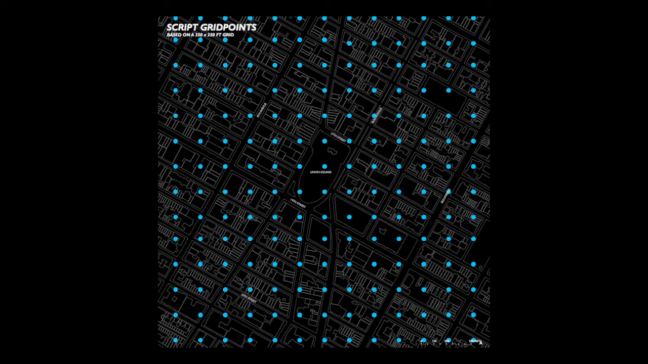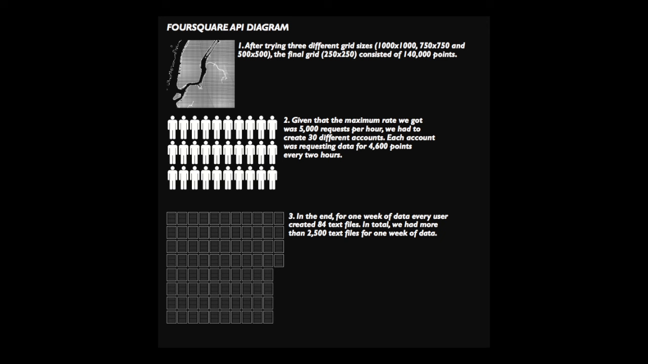And this is how it looks at the level of Union Square, basically 1 point per block. And this is the grid that we finally used to get most of the venues. Now the problem is that this grid of points created 140,000 individual points.